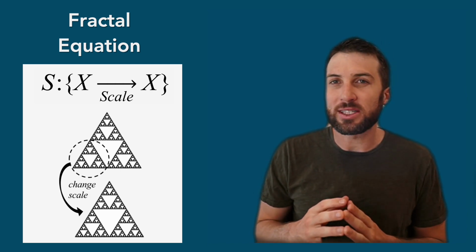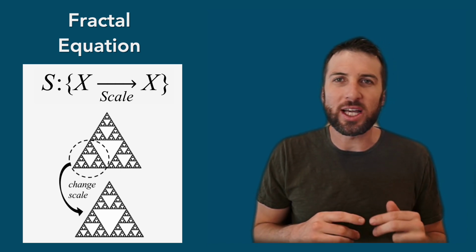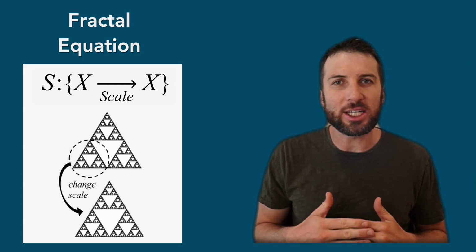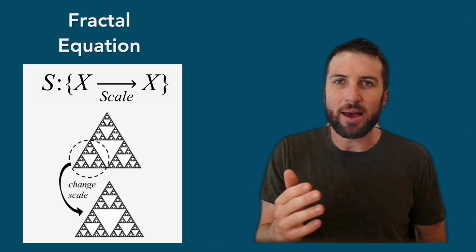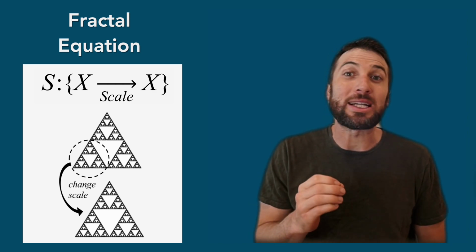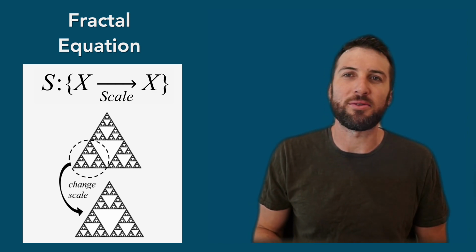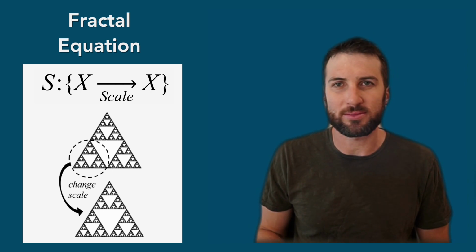It's a type of symmetry, but instead of rotation or reflection or translation, it's all about changes in scale. So it's a symmetrical mapping, X to X, but the mapping itself is over scale. This creates a fractal symmetry.